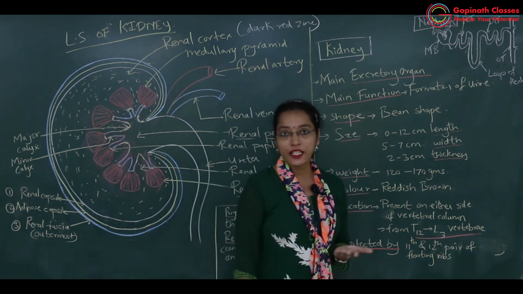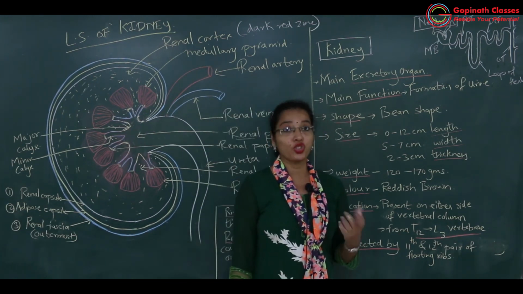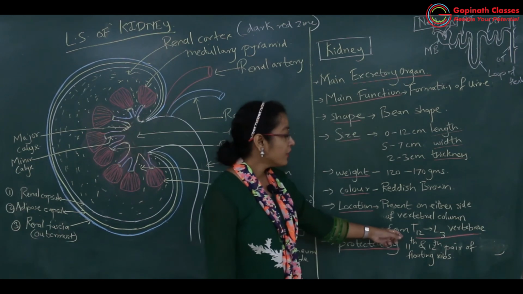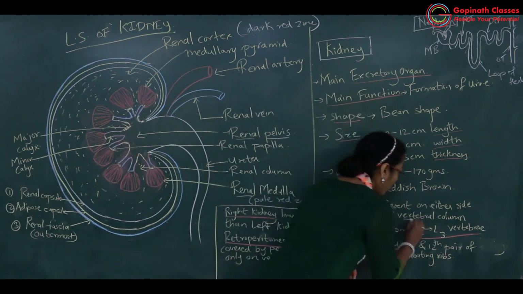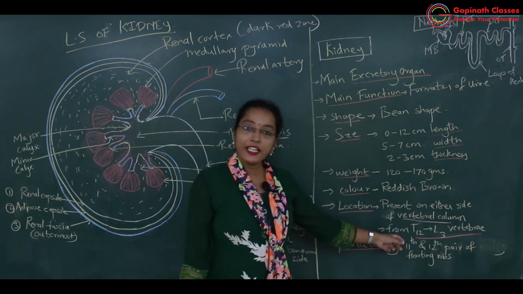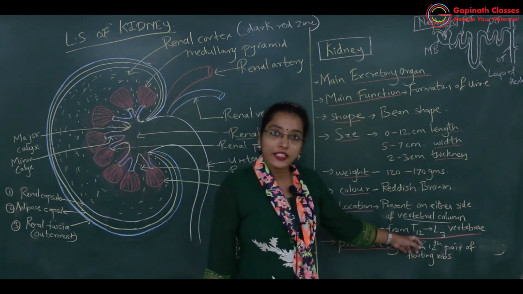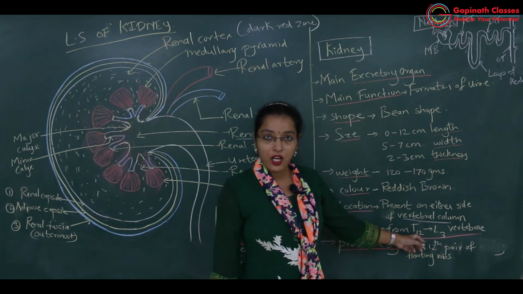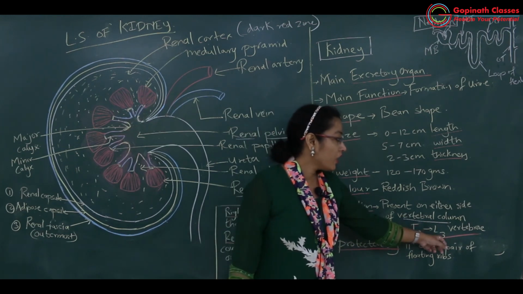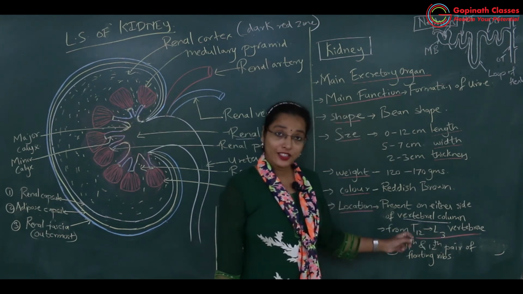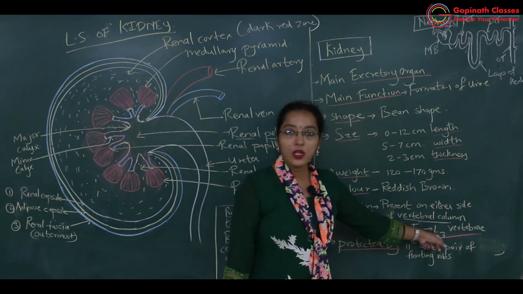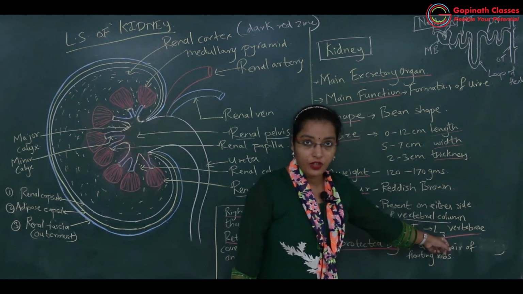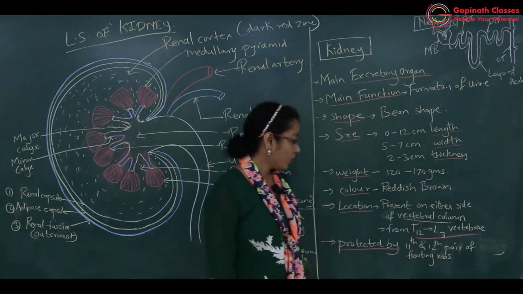So questions can be asked on this also, position of the kidney. So all of you understood, kidney is present on either side of the vertebral column and it extends from thoracic 12th vertebra till 3rd lumbar vertebra. Okay.